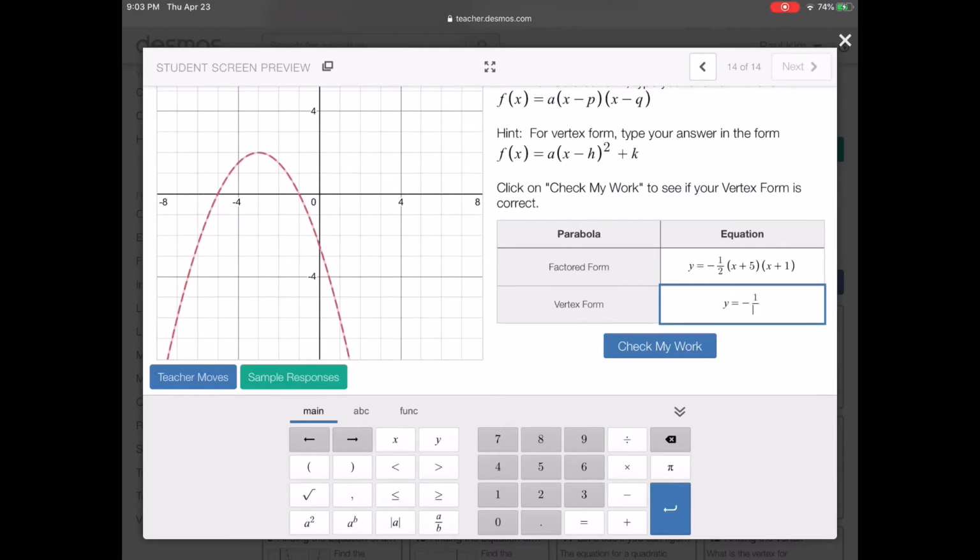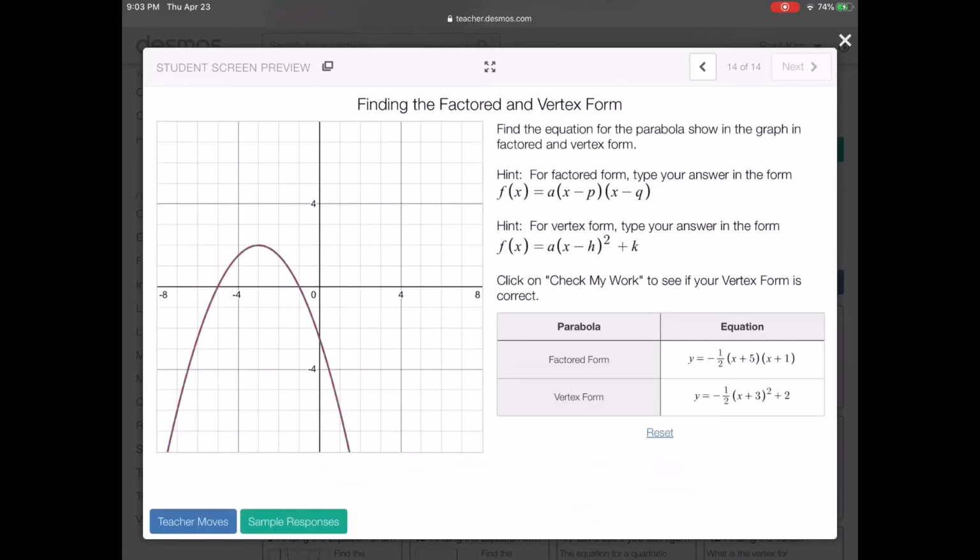So -1 divided by 2. And then I notice that my vertex is at -3, 2. So it got shifted to the right 3 units. So this would be x plus 3. And it got shifted up 2. So that'd be +2. And if I check my work, it works out nicely.